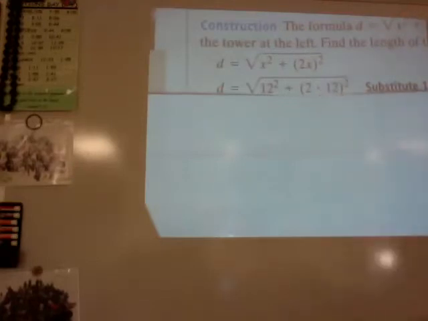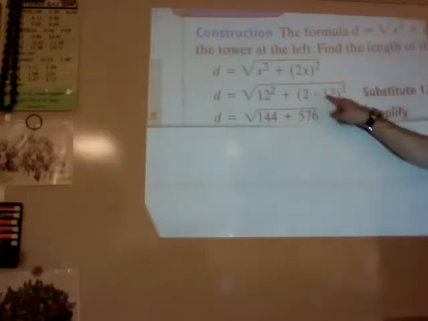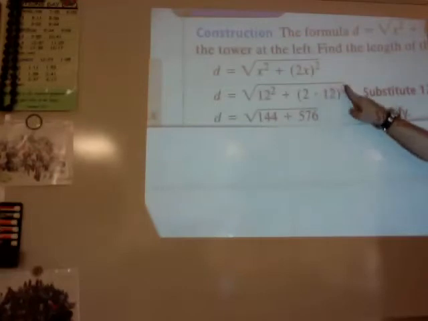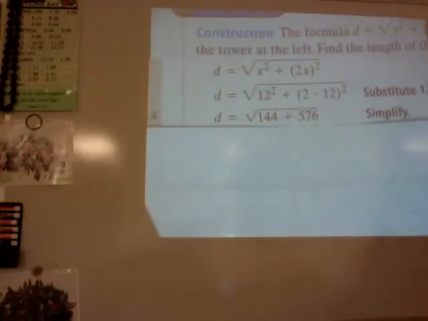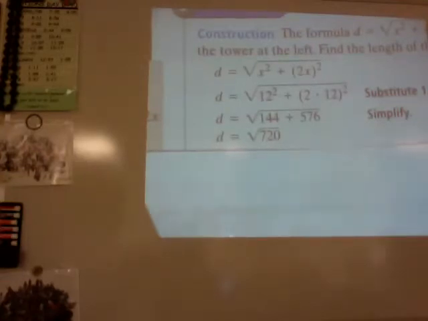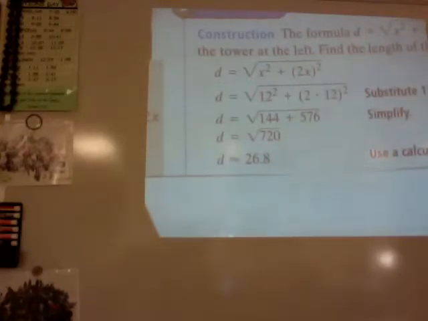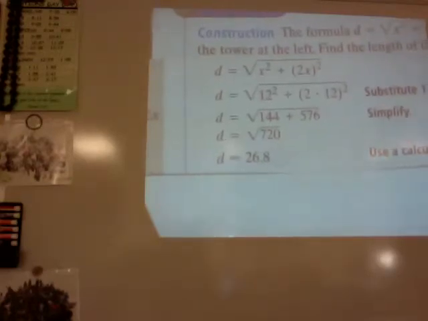So when you go down, you would get 12 squared is 144. 12 times 2 is 24. 24 squared is 576. That's where they got that from. When you add these together, you get 720. And then the square root of 720, you should know this. If not, you can use a calculator. I'm just joking. It is about 26.8. So the length would be 26.8 feet.